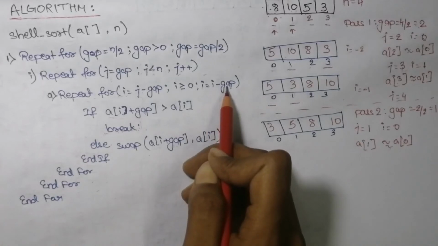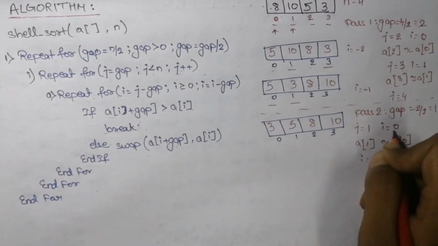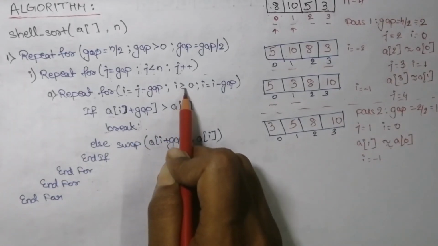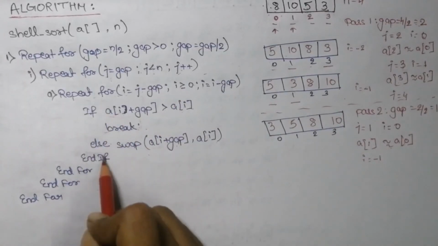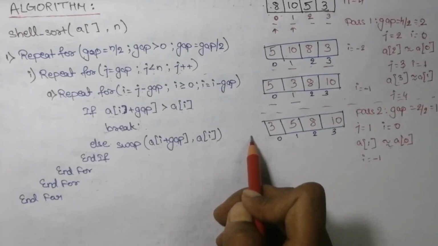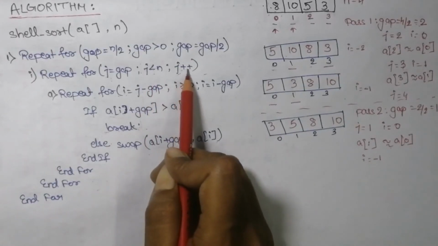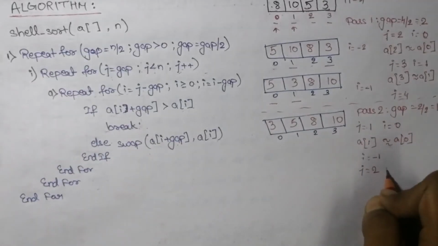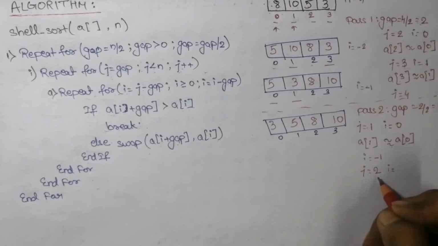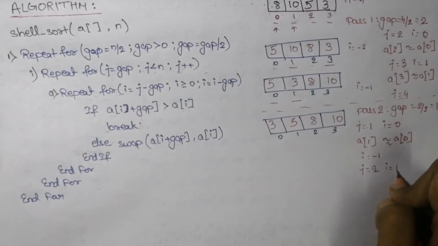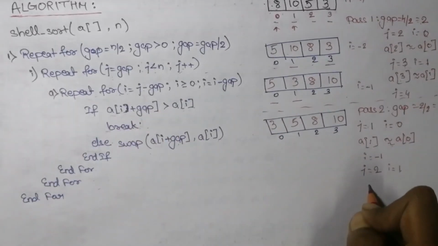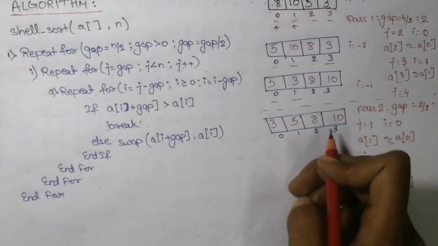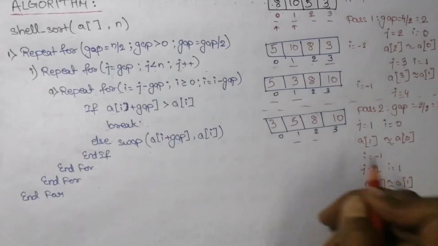Now i equals i minus gap. That means now i will be 0 minus 1, that is minus 1. But minus 1 is not greater than or equal to 0. So we will not compare the element at the previous gap, and we will set j plus plus. It was 1, now it will be 2. Again i will be j minus gap, that means 2 minus 1 equals 1. And we will compare the element at a2 with a1. So we will compare 8 with 5.